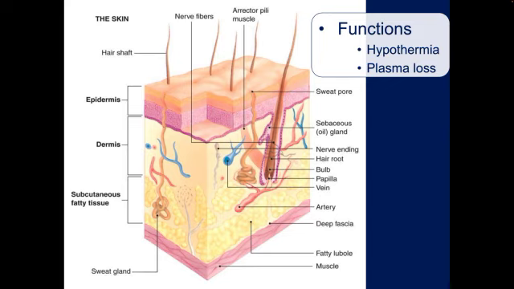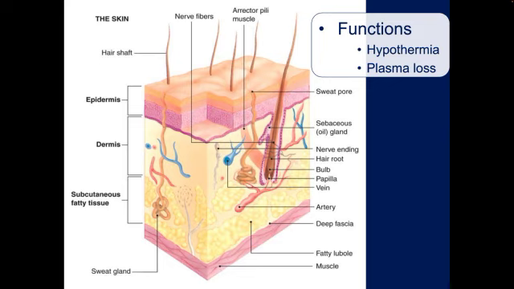Now, when it comes to the functions of the skin, you've already learned that the skin protects us. It's a barrier from the outside world, from bacteria and other things. But it also carries a large quantity of blood supply in the skin, in our capillaries. And also, along with our hypothalamus, it helps to control our body temperature.